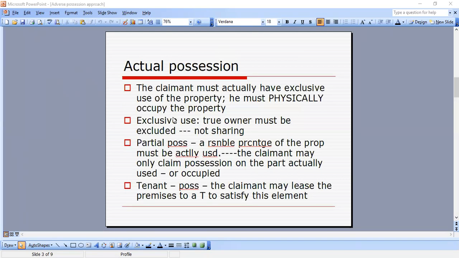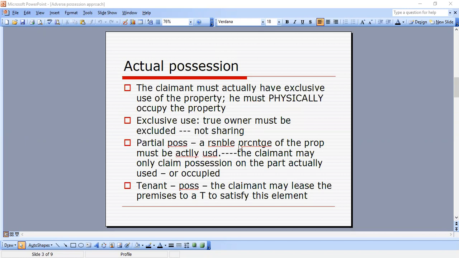Actual possession, the claimant must actually have exclusive use of the property. He must physically occupy the property. That's the first element that needs to be met. He must physically occupy the property, must be on it, and exclusive use only. Exclusive use means the true owner must be excluded and they're not sharing. He doesn't know of it, anything of that sort.